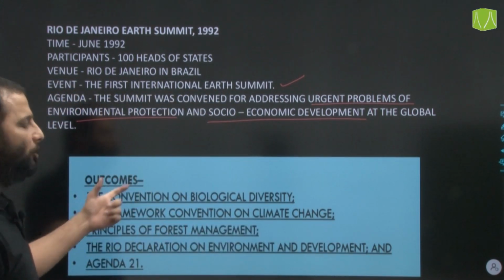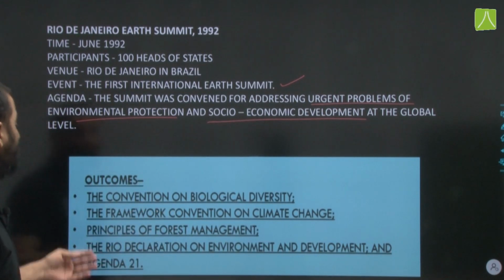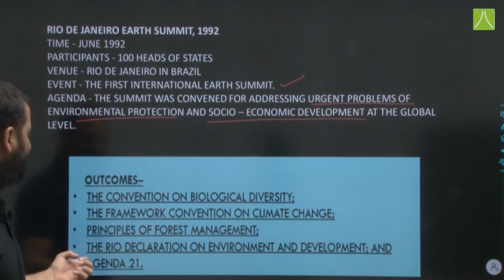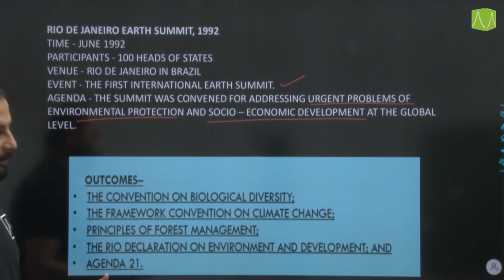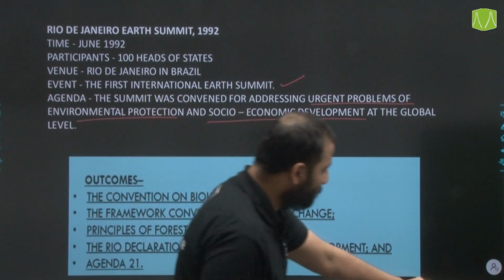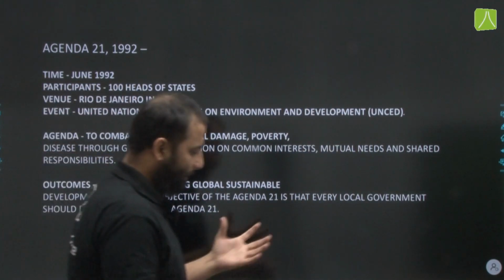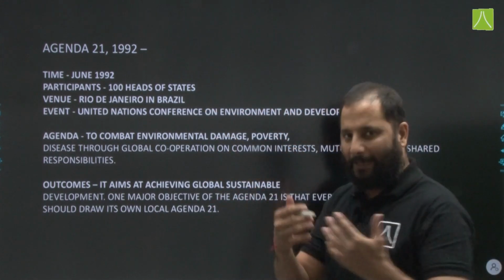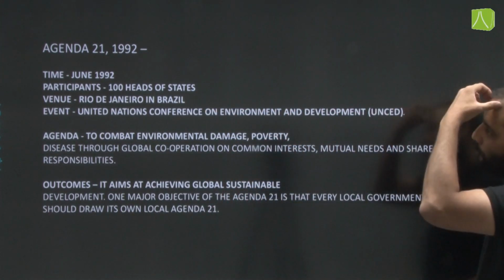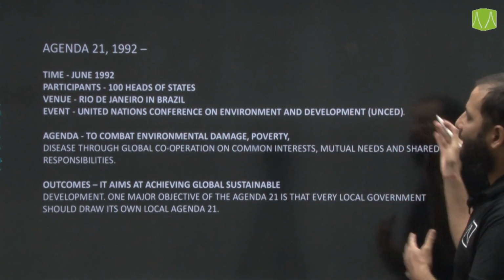Outcomes: the Convention on Biological Diversity, the Framework Convention on Climate Change and Principles of Forest Management, as well as the Rio Declaration on Environment and Development and Agenda 21. We will be looking at Agenda 21, that is again June 1992. Agenda 21, the participants were the same 100 heads of different states. Event was the United Nations Conference on Environment and Development.